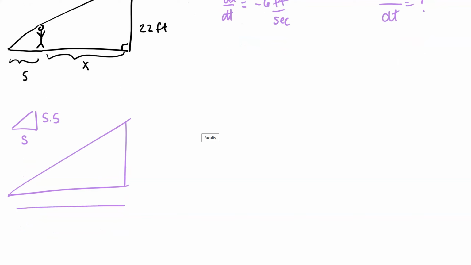What is the length of the big triangle? S plus x. What is the height of the big triangle? 22. That's the height of the street lamp. Okay, we have our two similar triangles. Now we have a ratio.